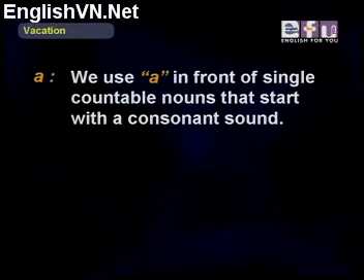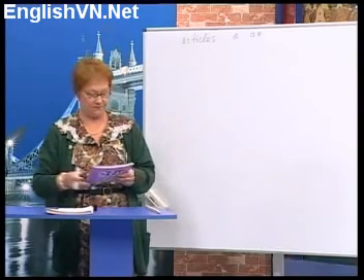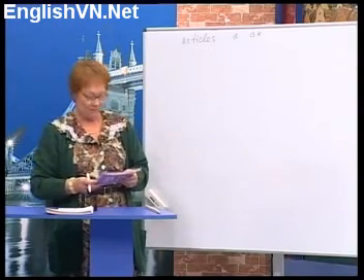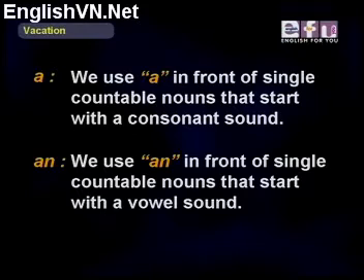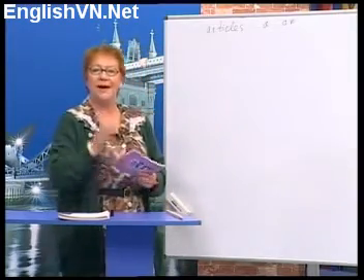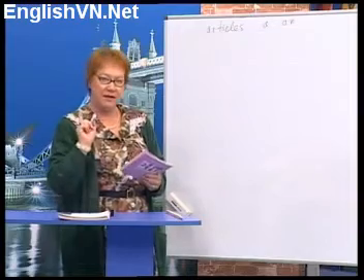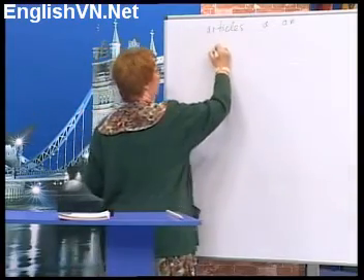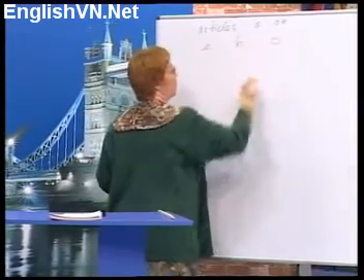Now, remember with a, we use a in front of single countable nouns that start with a consonant sound. B, d, t. And we use an in front of single countable nouns that start with a vowel sound. Okay? Now, for a and an, you have to be careful of these letters, E, H, O.